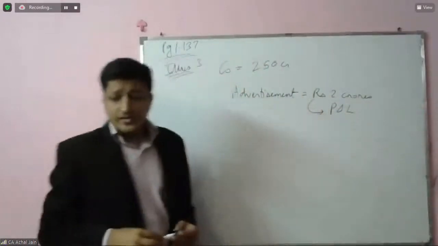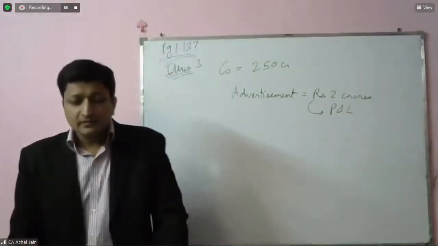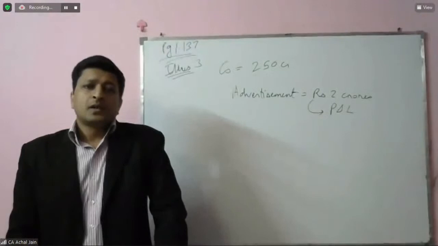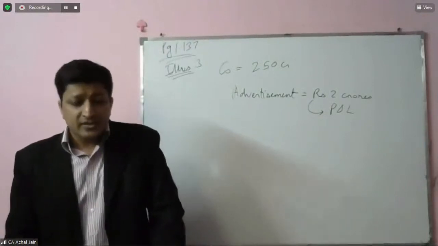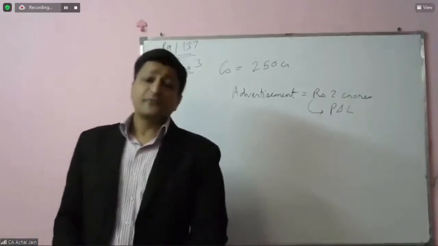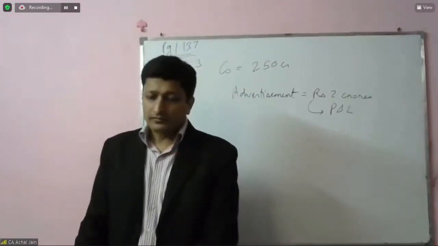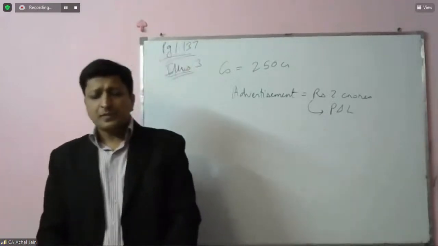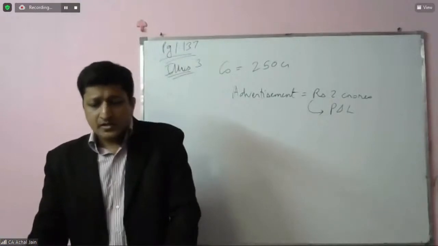Now the question is, is this accounting correct in terms of your understanding of AS26? If not, why? What should be the correct accounting? And once again, I would suggest please don't look at the solution. Answer it on your own.